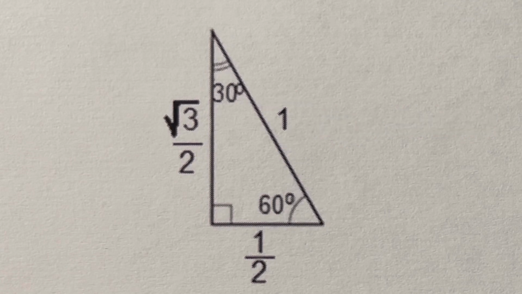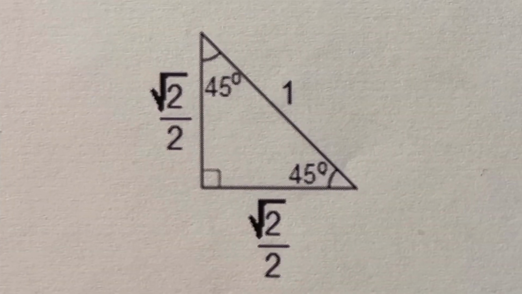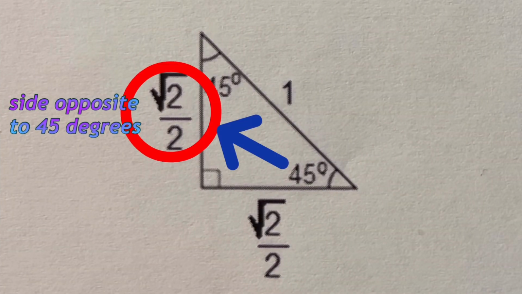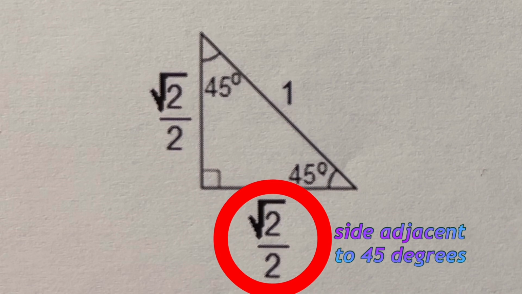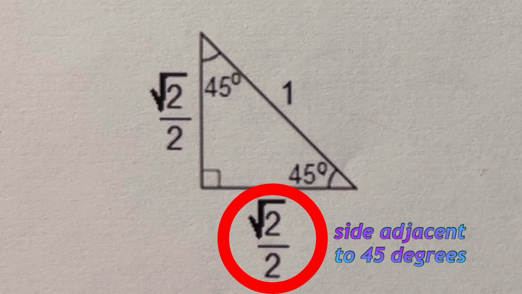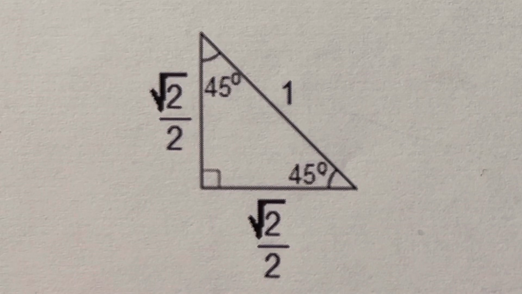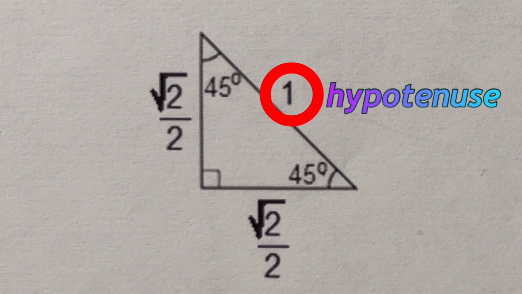Now let's go over the 45, 45, 90 degree triangle. We remember that the side opposite to the 45 degrees is square root of 2 over 2, and the side adjacent to the 45 degrees is square root of 2 over 2. And it works for the other angle since both of them are 45 degrees. And we also remember that the hypotenuse is 1.